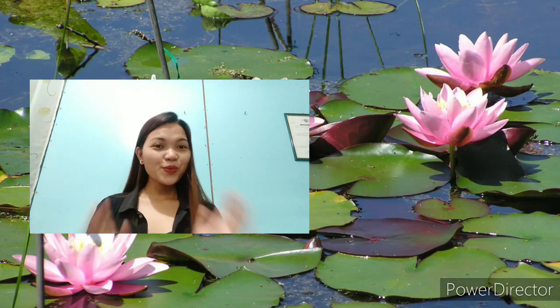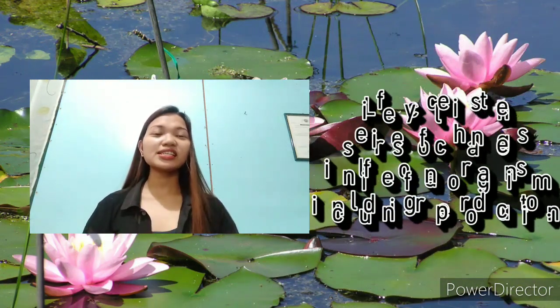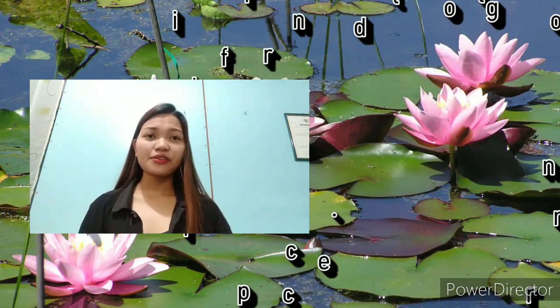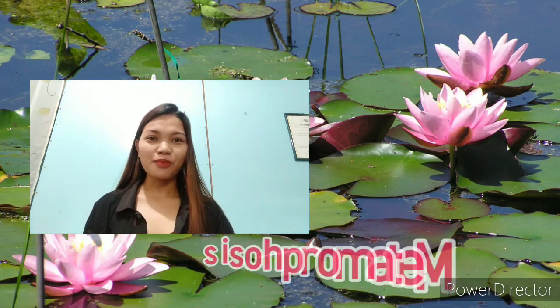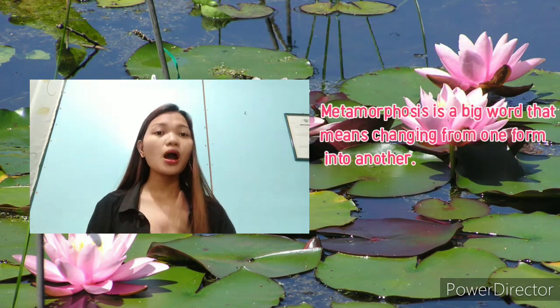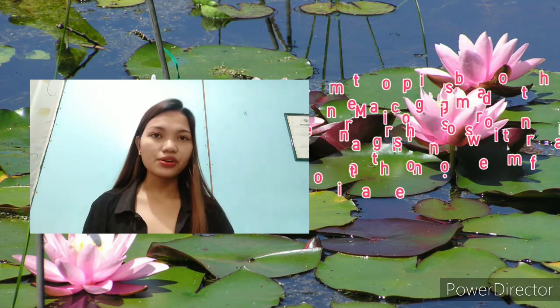So first, we define what is the life cycle. Life cycle is a series of changes in the life of an organism, including reproduction. Other animals, like a frog, go through a process called metamorphosis. What is metamorphosis? Metamorphosis is a big word that means changing from one form into another. These animals look very different as a baby than their parents do.